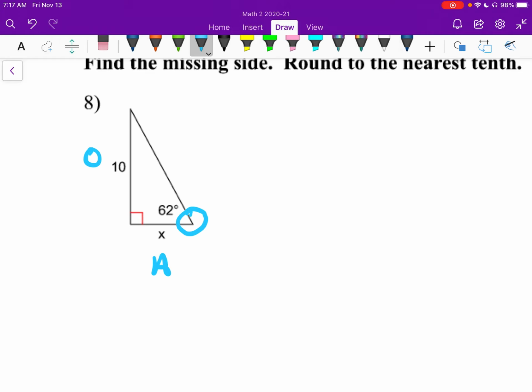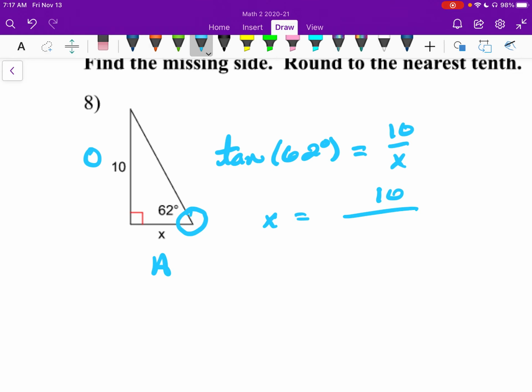We need to pick which of the 3 trig ratios relates opposite and adjacent. There's only one of them that only has opposite and adjacent, and it's tangent. So I say, well, tangent of 62 degrees is opposite over adjacent, 10 over x. Now, whenever we solve, you treat tangent of 62 degrees like a single variable, a single term. So you can rewrite this as x equals 10 divided by tangent of 62 degrees.